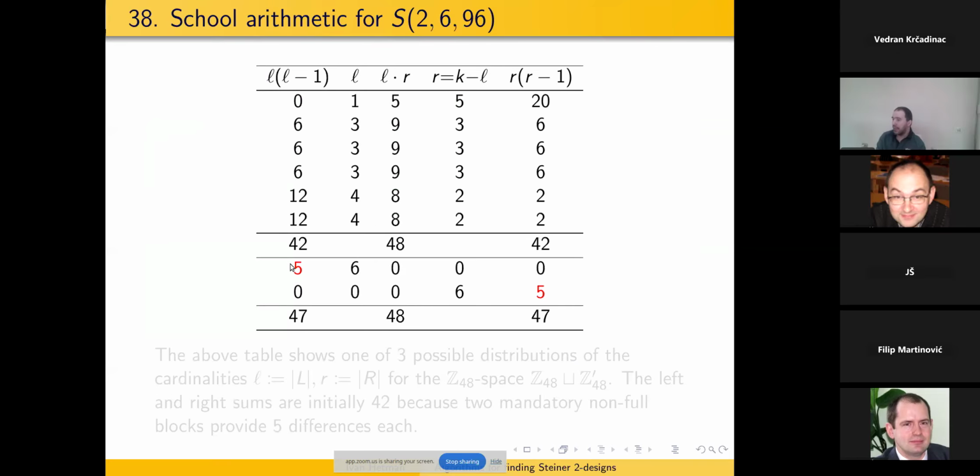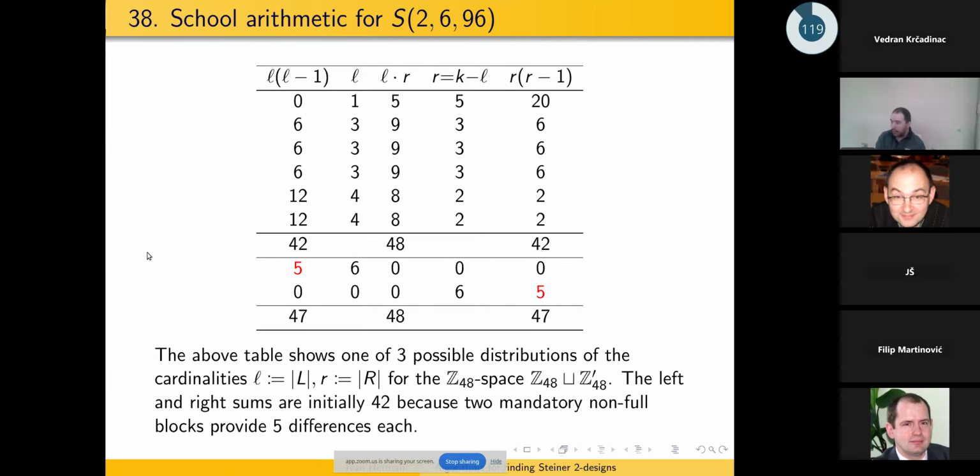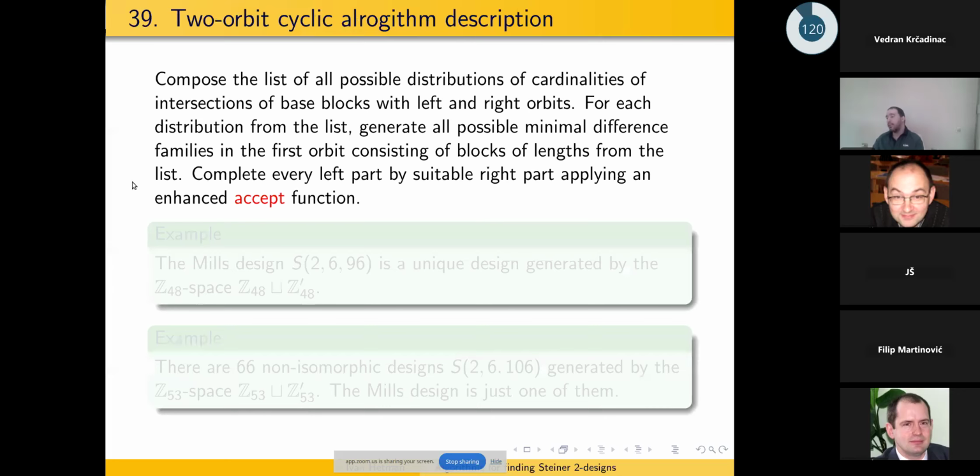And in this table, in the end, we need to add 5 differences from the block of length 6 and 5 differences from the second block of length 6. And we receive in the end again 47, 48, 47. And yes, this is the explanation why we have initially 42. And again, after this school arithmetic, we can describe the two-orbit cyclic algorithm.